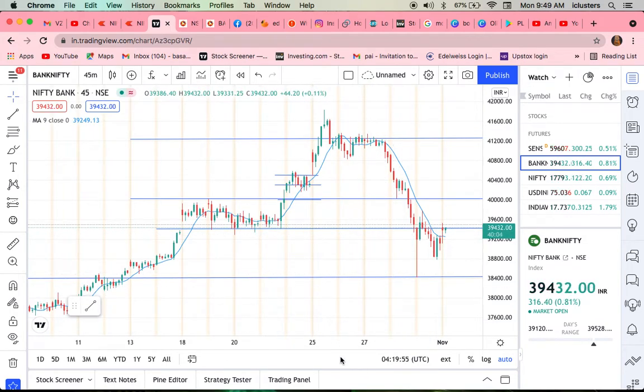Okay, see, price is at 39,433, at this trend line area. I have already drawn this trend line here. If the price is exactly at the trend line, once the price breaks up, we want to take the call option in Bank Nifty, and once this trend line breaks down, we want to take the put option in Bank Nifty.